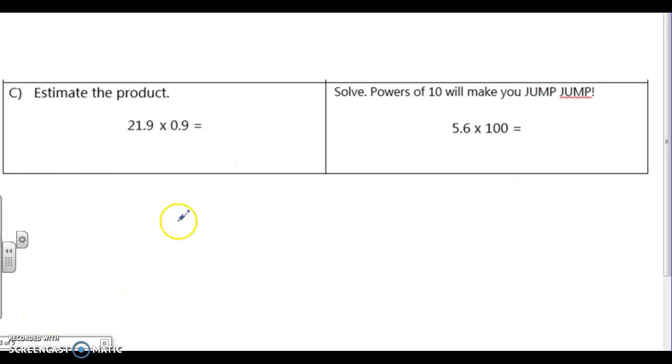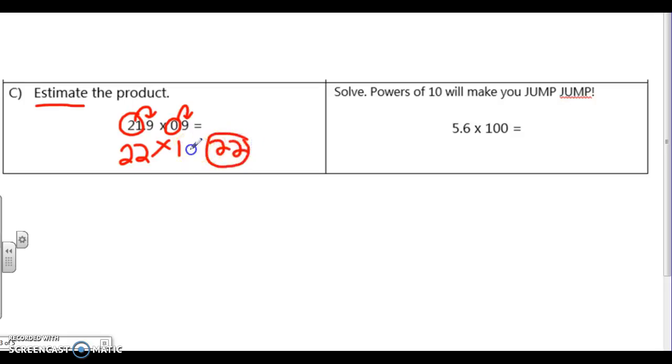Okay, for letter C, hopefully you read directions well. This first one wants us to estimate, so we're going to round each factor to the nearest whole number, and then, since this is multiplication, we're going to multiply. So rounding to the nearest whole number, we know the whole number is 21. 9 is our boss. He gets a raise, and he jumps to 22. Here we have rounding to the nearest whole number. 0 is our whole number. 9 is our boss again. He does get a raise. He becomes a 1. And 22 times 1 is 22.